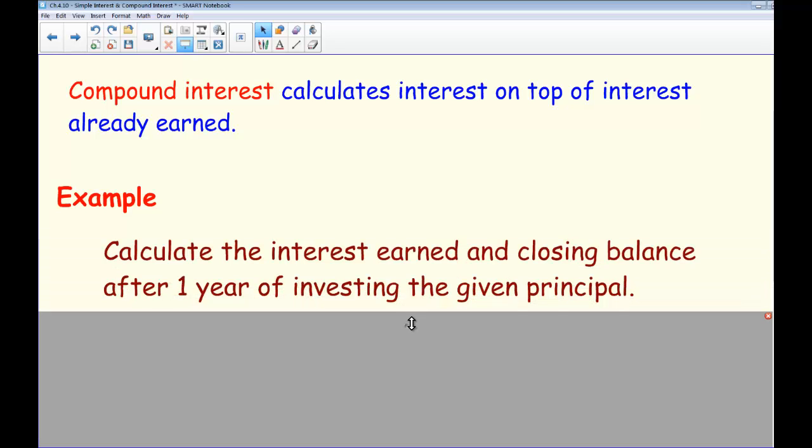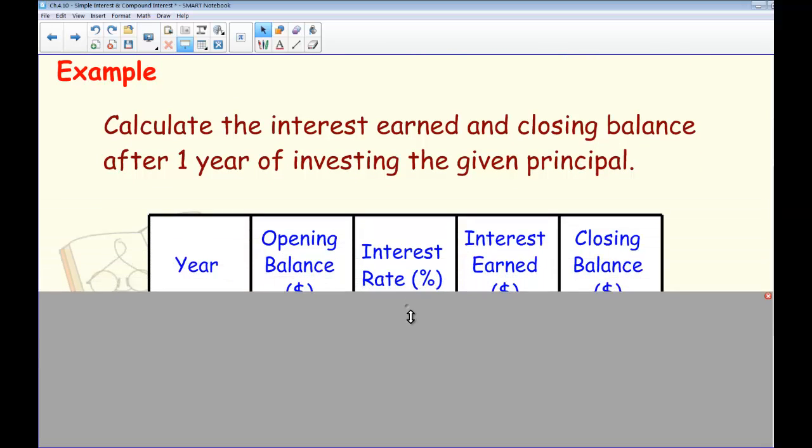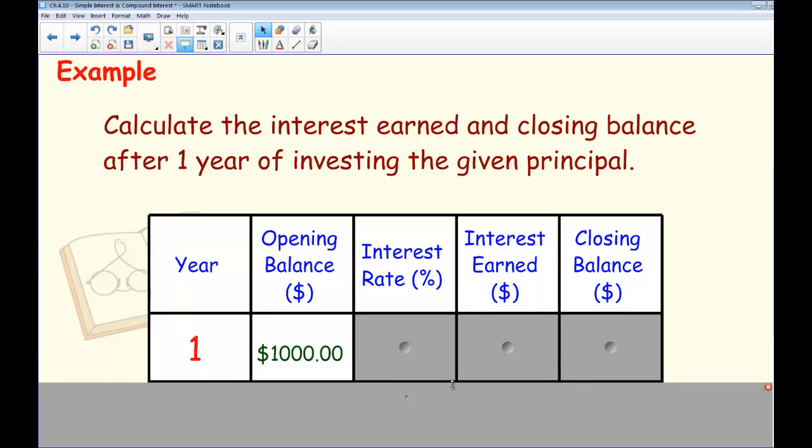Just calculate the interest earned and the closing balance after 1 year of investing the given principal amount. So here I got a table set up, and we're going to pretend to invest $1,000. So the interest rate, I'm going to tell you, is 6% per year. Go and calculate the interest that's earned after 1 year and what the closing balance would be. So take a quick moment here to calculate these values and then check your answers.